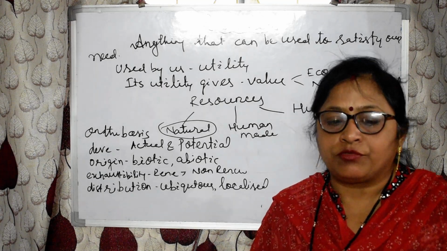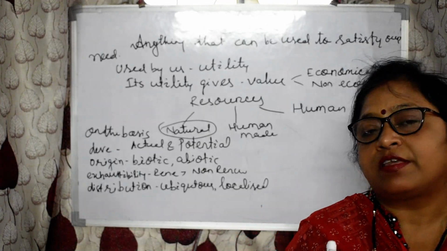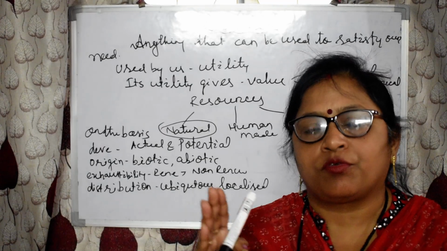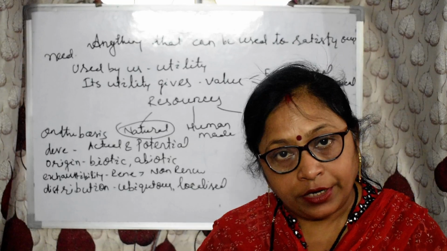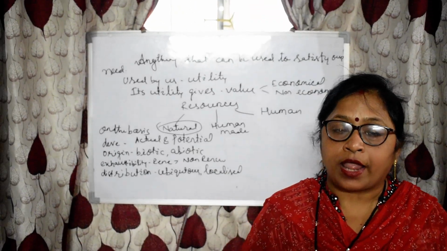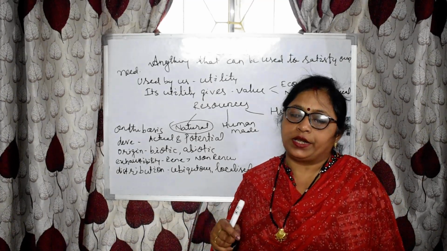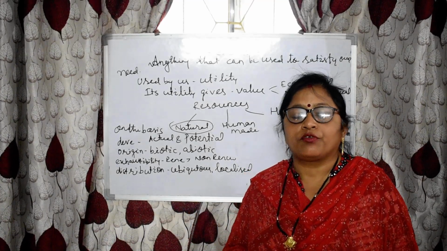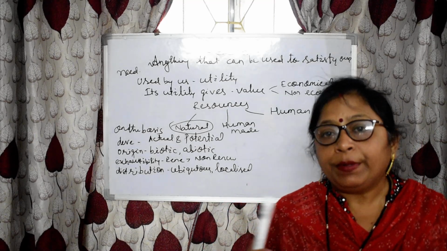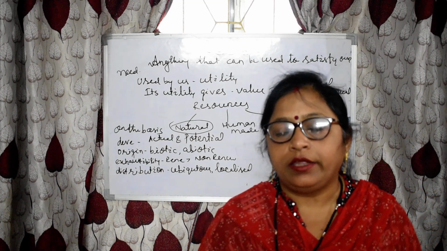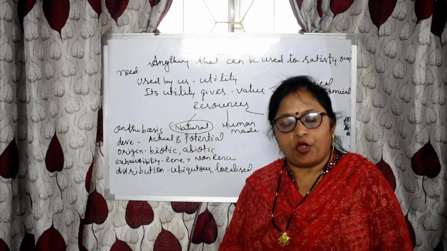Then another classification of natural resources is exhaustibility. On the basis of exhaustibility, renewable resources and non-renewable resources. Renewable resources are those which we can renew and utilize again. For example, wind energy and solar energy are renewable resources. Non-renewable resources are coal and petroleum, which cannot be renewed after 1 year or 2 years or 10 years. These are non-renewable resources.